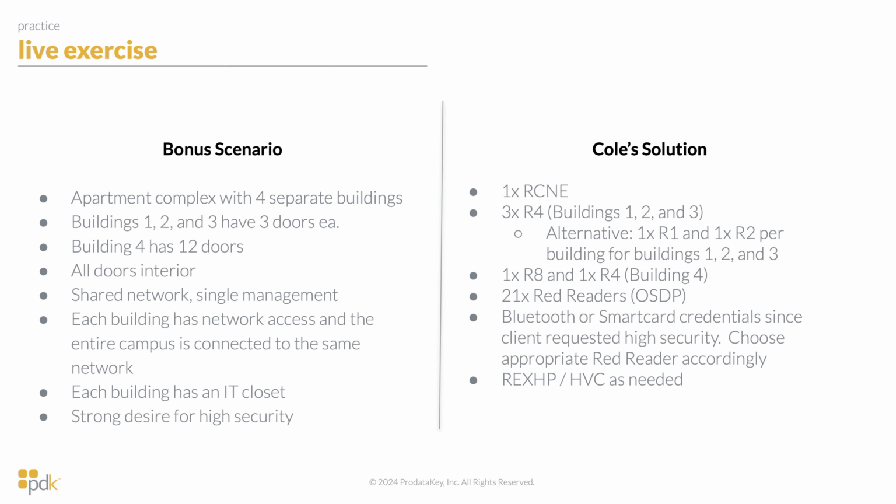Building 4 with its 12 doors is going to be a little bit bigger. So I put down 1 Red 8 and 1 Red 4 for building 4. Alternatively, you could do 3 Red 4s. You could do 12 R1s. You could do 6 R2s. You could do a whole lot of things. You could do a Red Max if you wanted. I think that would be a little bit much, but you could certainly do that as well.